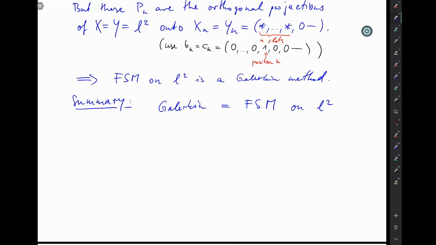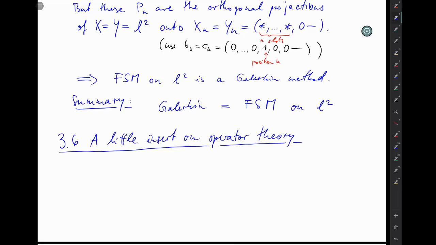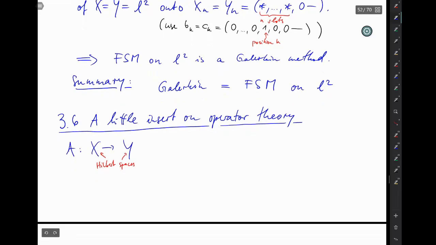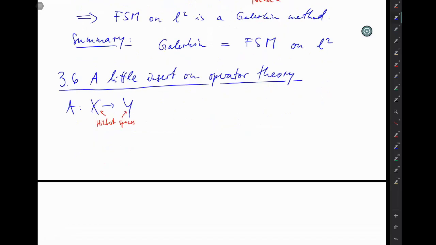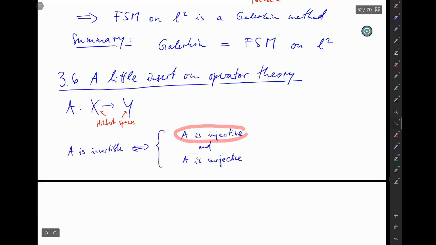Okay, but now it's time for a little insert on operator theory. Let me start with an operator A between two Hilbert spaces X and Y, and let's discuss how we could check invertibility of that operator A. Of course, by definition, A is invertible if and only if it's injective and surjective. And we know how to check injectivity. You just have to make sure the kernel of A only consists of the null vector. So if the result of Ax is 0, then the input must have been 0.